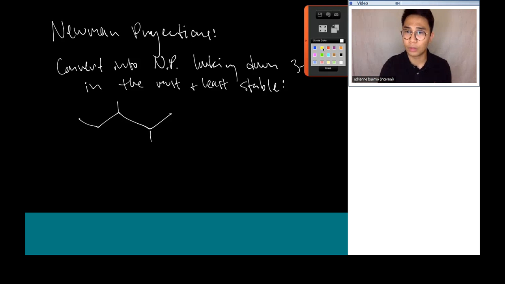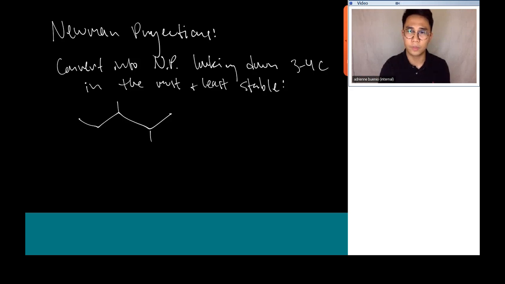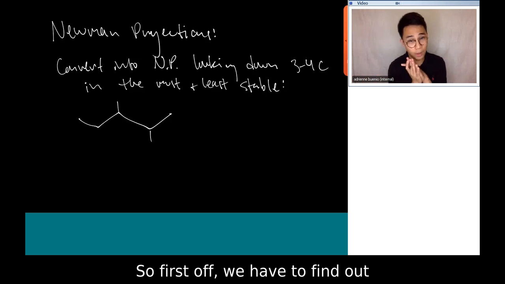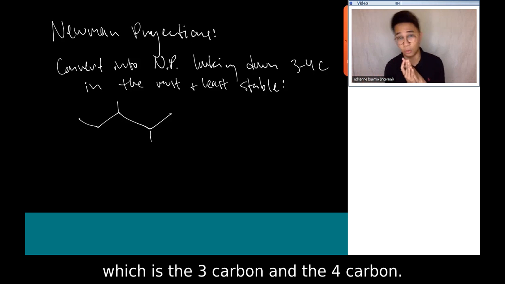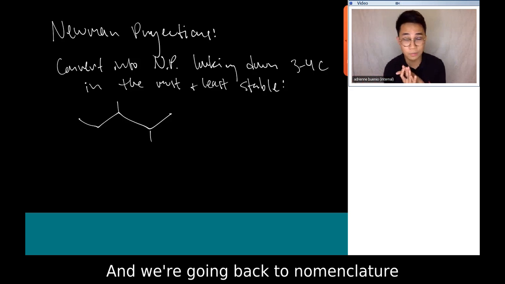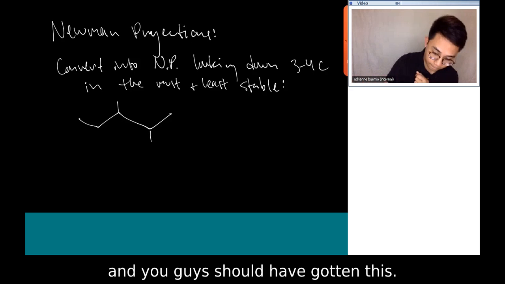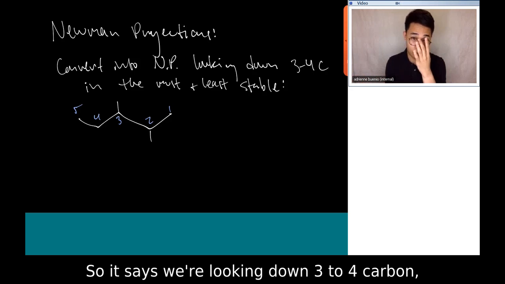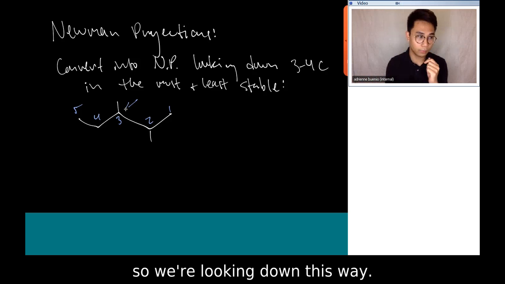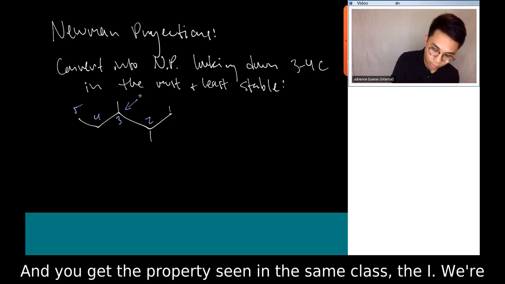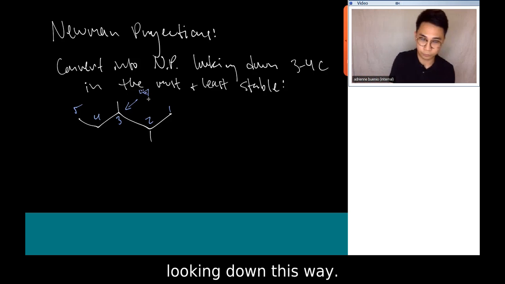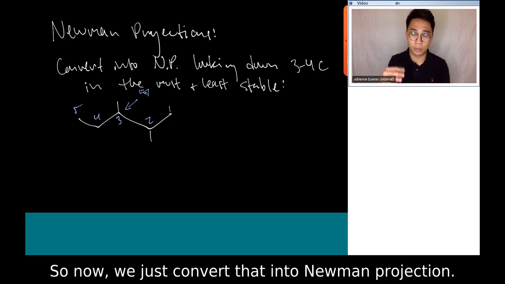Okay. Let me do another color, that blends in. First of all, we have to find out which is the 3 carbon and the 4 carbon. And this is going back to nomenclature. You guys should have gotten this, right? So it says we're looking down the 3 to 4 carbon. So we're looking down this way, right? You guys have probably seen this in class, the eye. We're looking down this way.